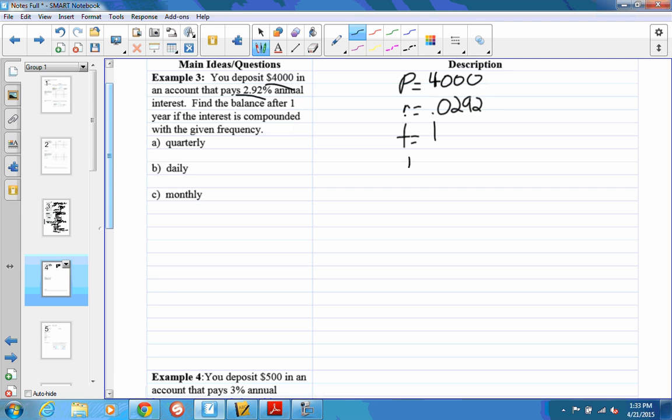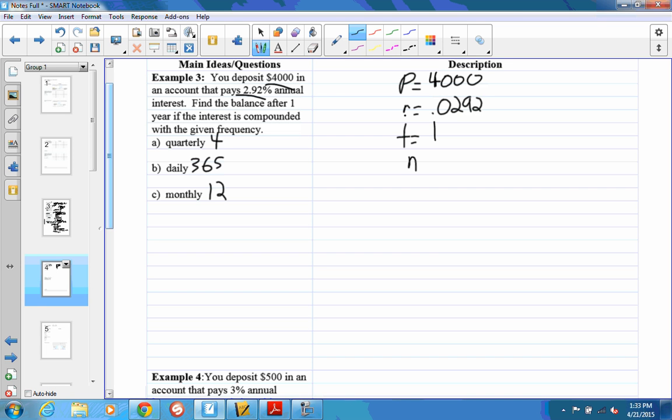And then N. N is going to change, right? N is how many times per year it's compounded. N is going to change for each of these. What is N for A? 4, right? Quarterly, so it's compounded 4 times a year. You've heard of the fiscal quarter, and where are my budget reports for the quarter? What's N for daily? 365, and then monthly, 12. So that's how N is going to change each time.